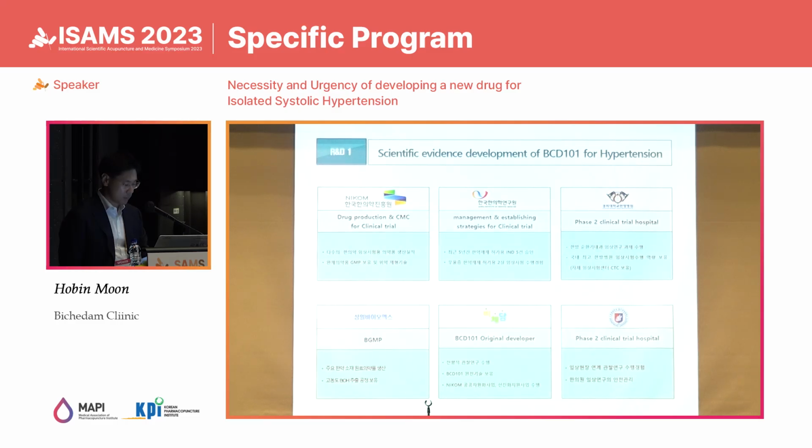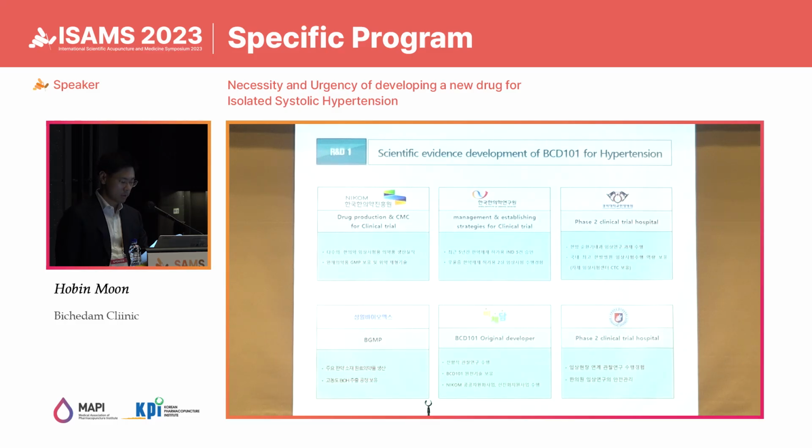I am currently involved in two government R&D projects to develop BCD-101 as a blood pressure drug, especially for ISH. I'd like to briefly introduce the two R&D projects. First of all, we are conducting ongoing research with NICOM and KIOM. We are currently preparing several data sets with the aim of entering phase 2 clinical trials next year.